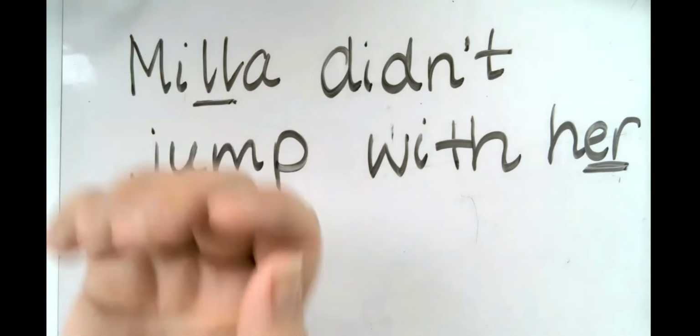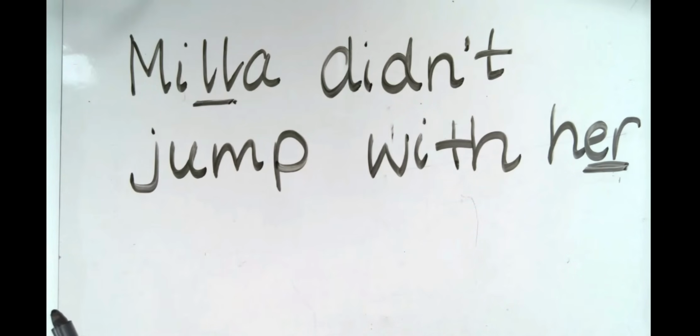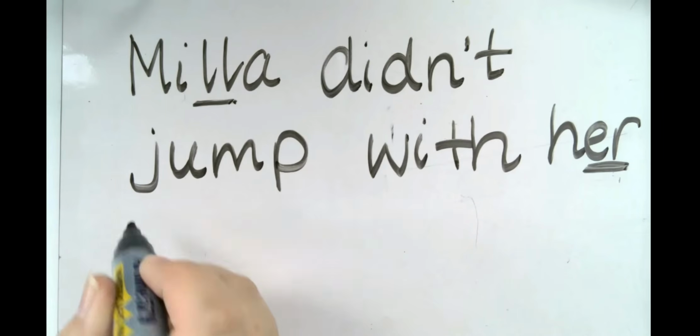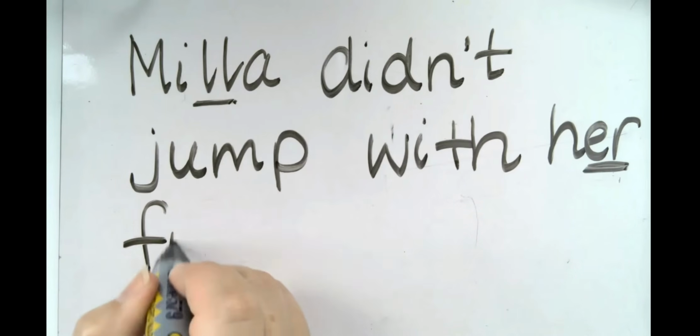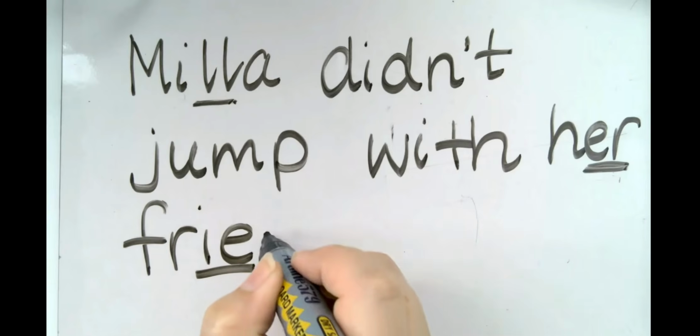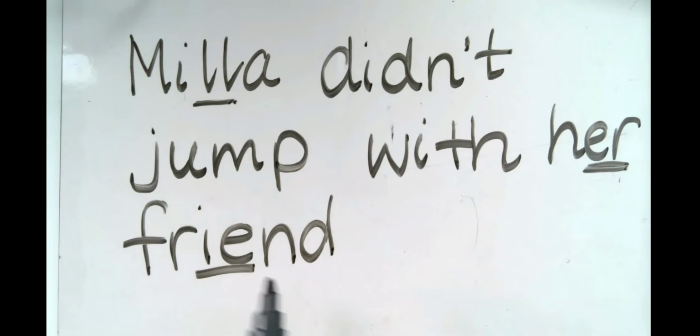Oh, I've run out of fingers. There's one. With her friends. So the base word is friend. It's more than one friend, but let's have a look. And friend. Isn't that strange? It's the I and the E.